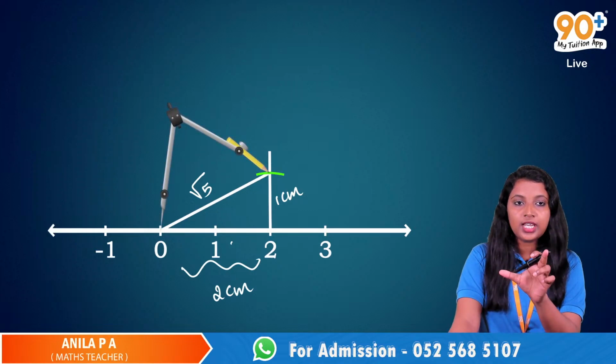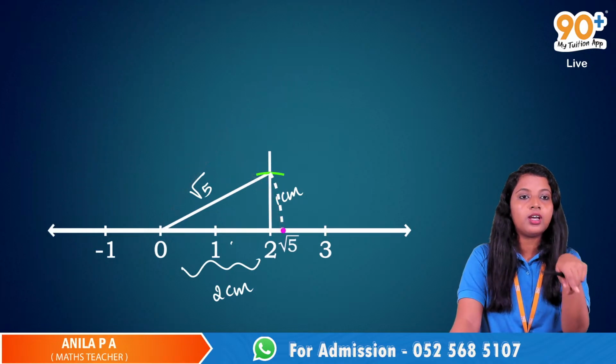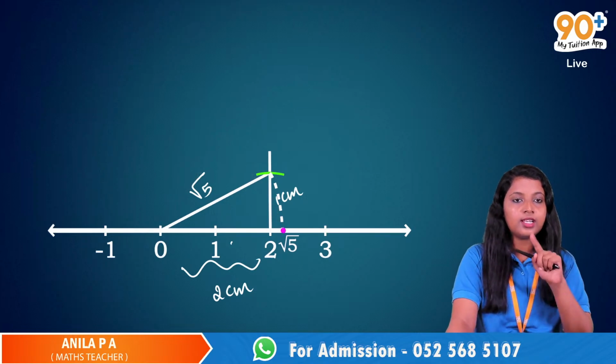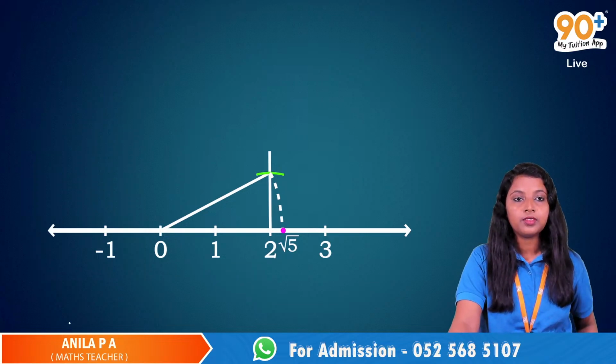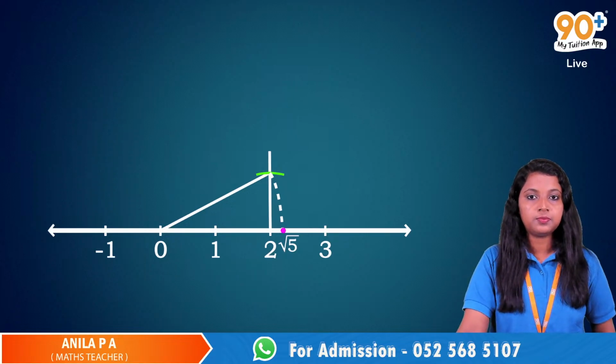And just measure that distance, and taking that, just draw an arc. The point where that line touches this number line is root 5. This is how we draw root 5.